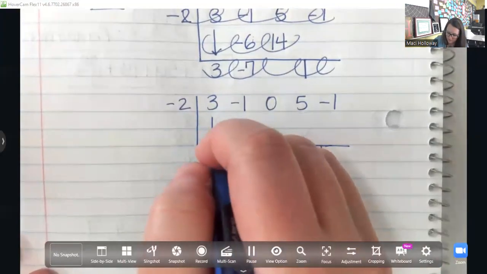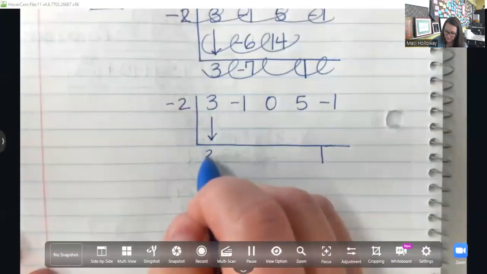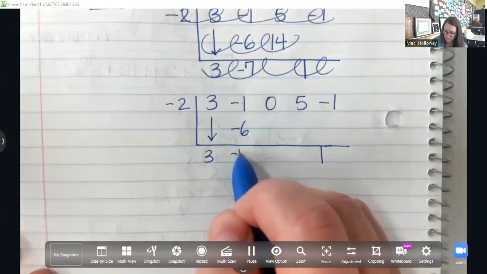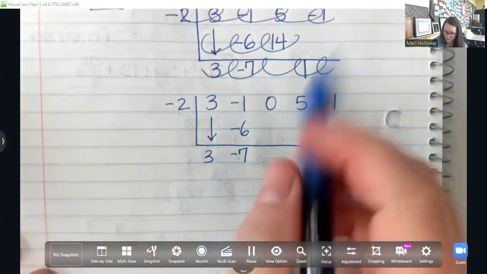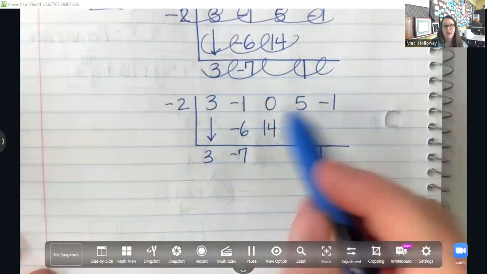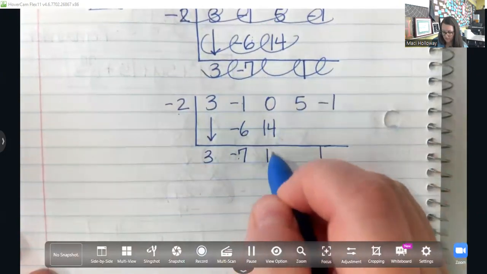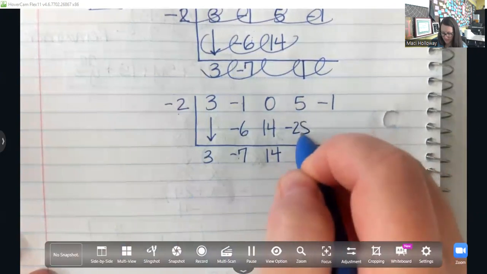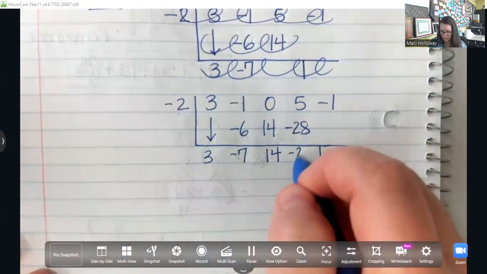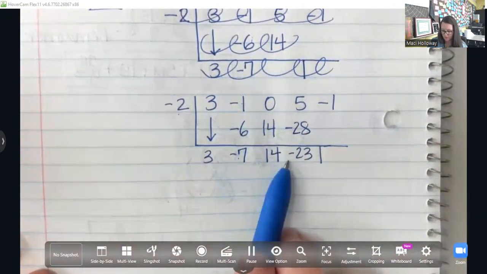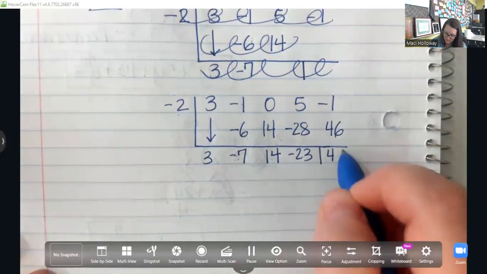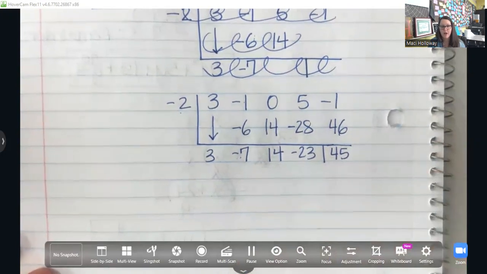We're going to bring our 3 down. We're going to multiply, -6. Add those together, we get -7. Multiply, we get 14. Add those together, we get 14. Multiply, we get -28. Add those together, we get -23. And we're going to multiply one last time to get 46. This tells me my remainder, 45.